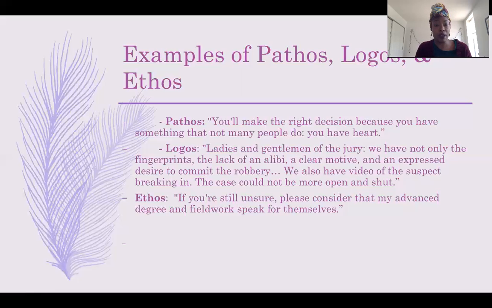And then ethos, right? So ethos is that ethical support. Why should I support this person or this argument? So the example of ethos is, "If you're still unsure, please consider that my advanced degree and field work speak for themselves." So this person has a degree in whatever area they're talking about. It's like, I've researched this, I've studied this, I went to school for this, I am credible because I know what I'm talking about, right? So you want to make sure you grab your audience by letting them know that you have done the work to speak about this area.